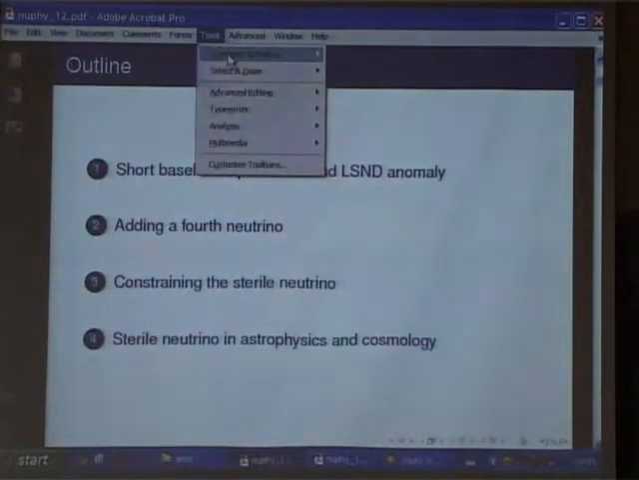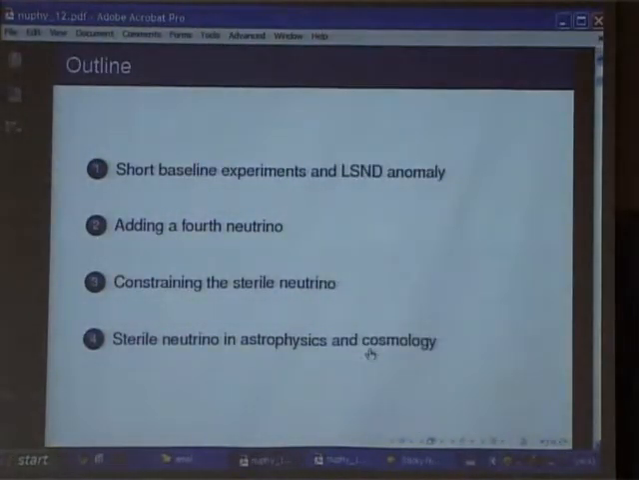So what we do is, I'll first tell you about the so-called short baseline experiments. I will tell you what that means. LSND, which is the liquid scintillator neutrino detector. It is as the name says, a liquid scintillator detector. That was the experiment that gave us the so-called LSND anomaly, which led us to believe that there may be some extra neutrino. This anomaly meant that we have to add a 4th neutrino, which we will claim is going to be a sterile neutrino.